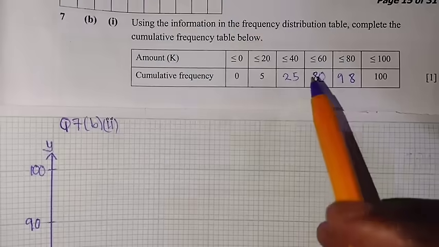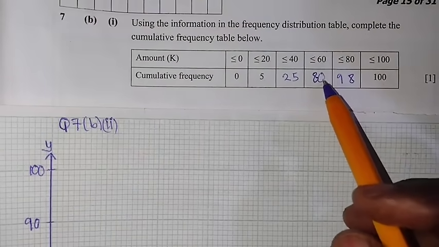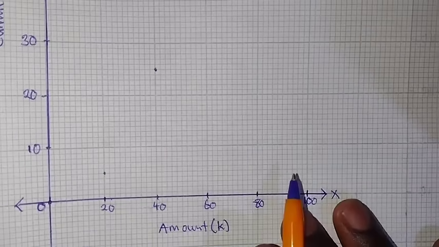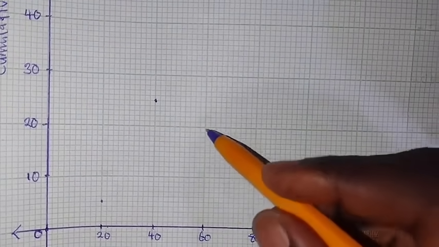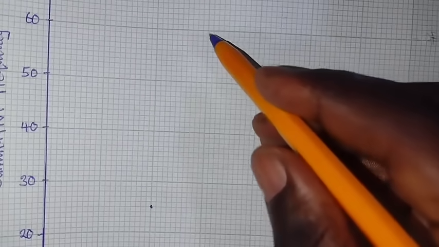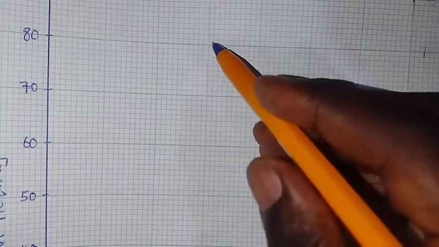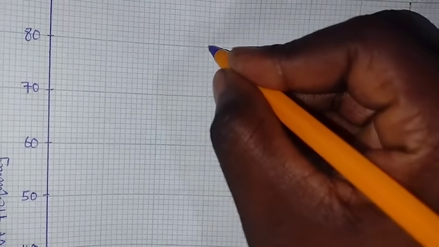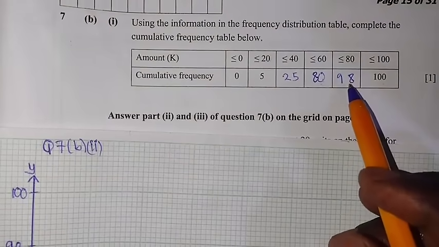Next one, we come to 60, 80. So 60 in the x-axis, 80 in the y-axis. We just move here, 60, 80. This is the 60. The 80, we start following 10, 20, 30, 40, 50, 60. You have seen 78. So this is where the 80 is. You put a mark. You go to the next one, which is 80, 98.